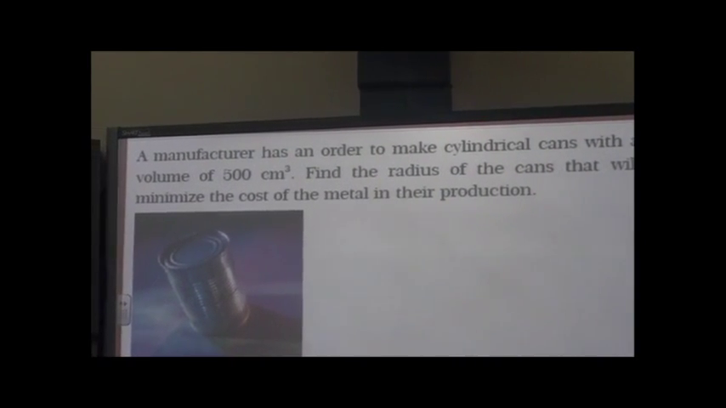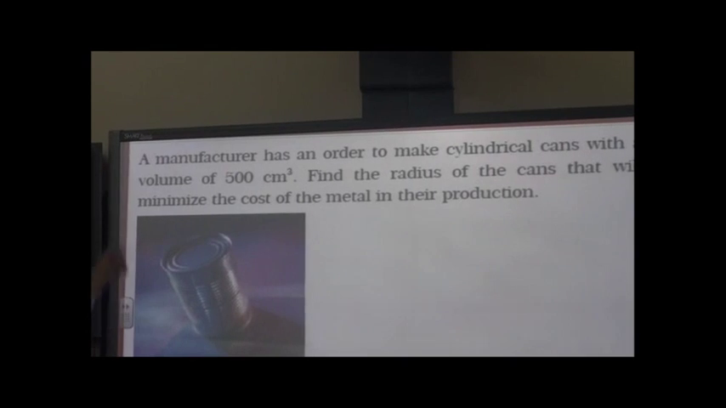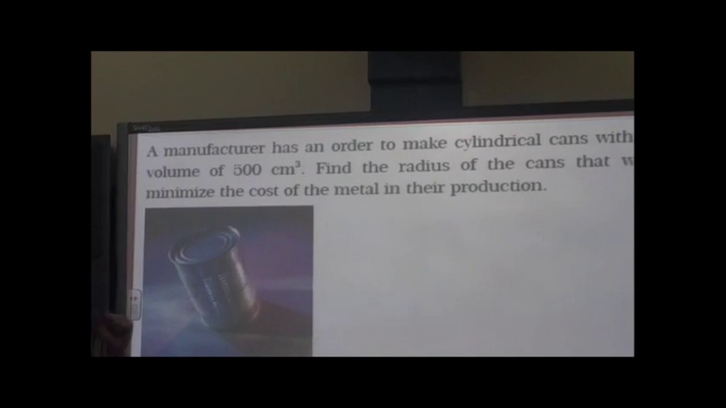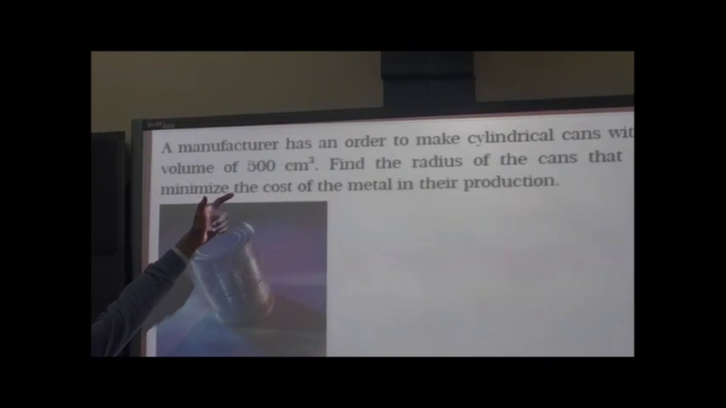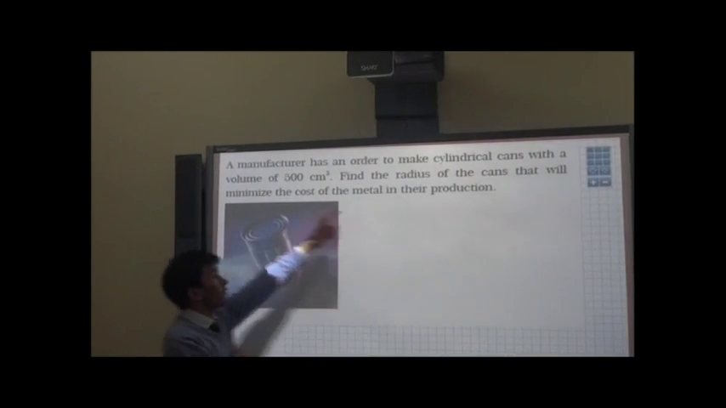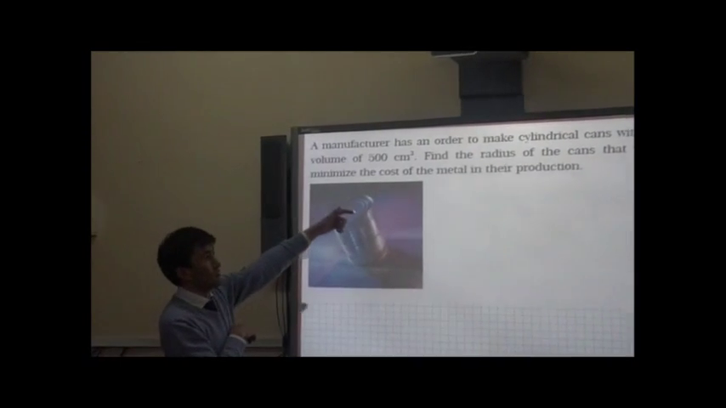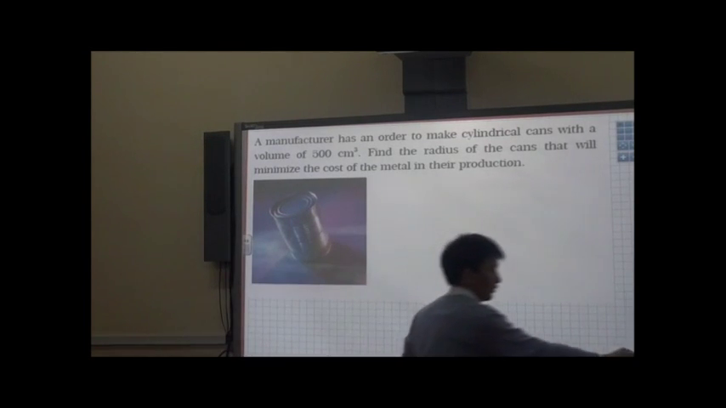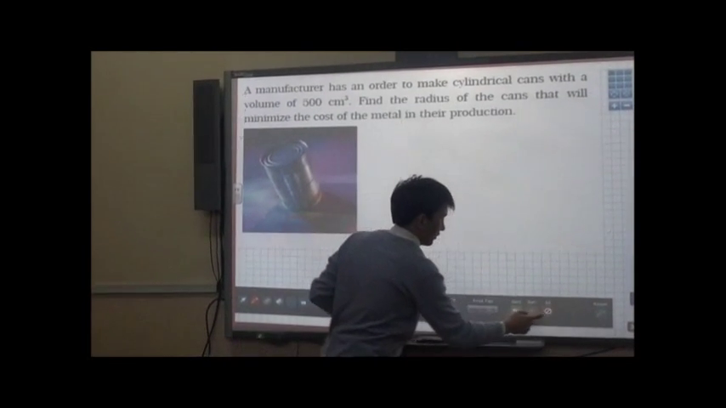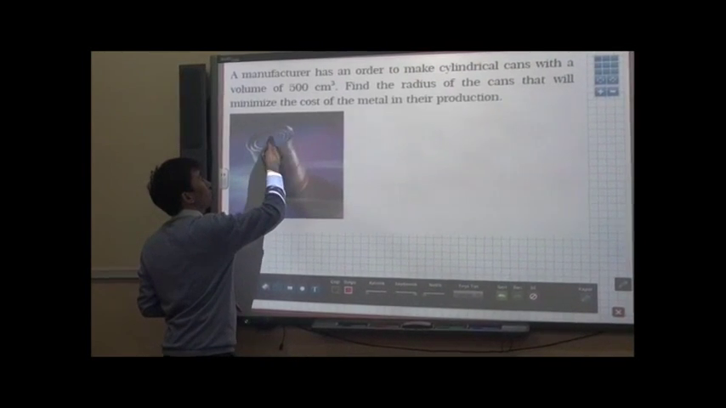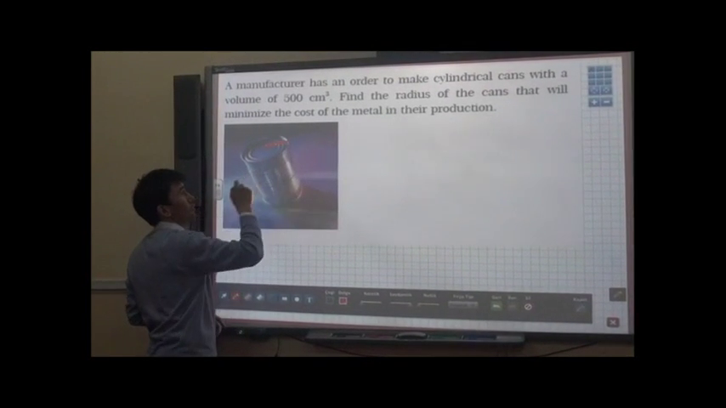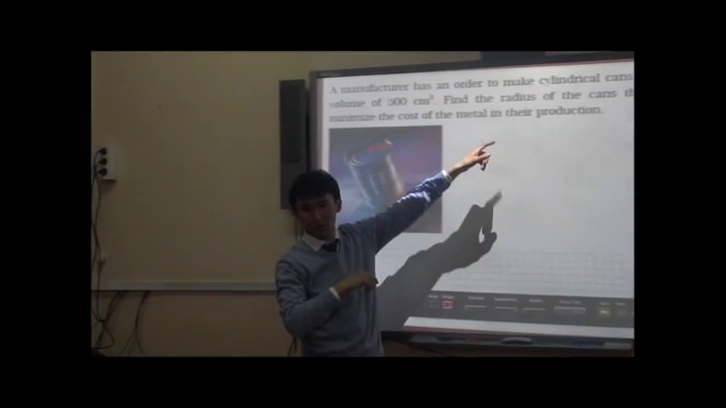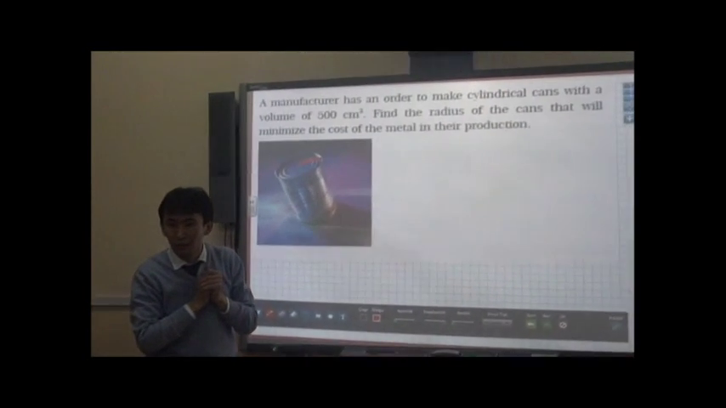A manufacturer has an order to make cylindrical cans. They want to make a can with a volume of 5 centimeter cube. Find the radius of the cans that will minimize the cost of the metal. We have to find what must be the radius that will minimize the surface area, so minimum metal. That means surface area must be minimum, okay?